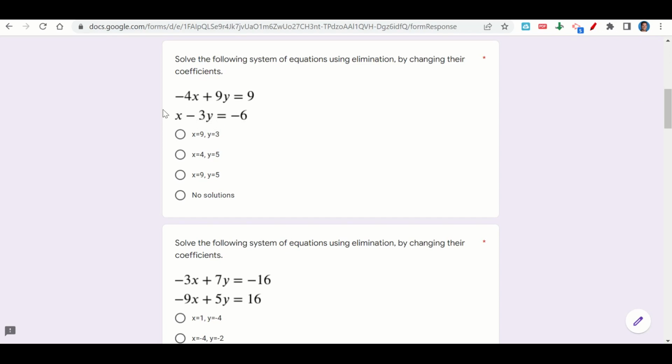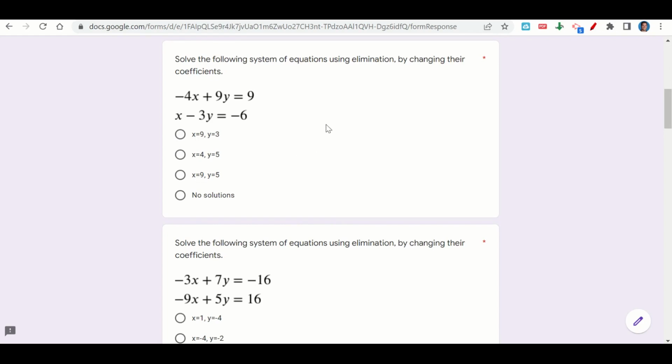Well, I can see that if I multiply this bottom one by 3, that gives me 9y and negative 9y. So I'm going to go ahead and do that. So this becomes 3x and negative 4x, so that's just negative x. These are going to cancel, and then we have 3 times negative 6, which is negative 18, plus 9 is negative 9. So we got negative x is equal to negative 9. If we divide both sides by negative 1 to get rid of the negatives, then we get x is equal to 9.